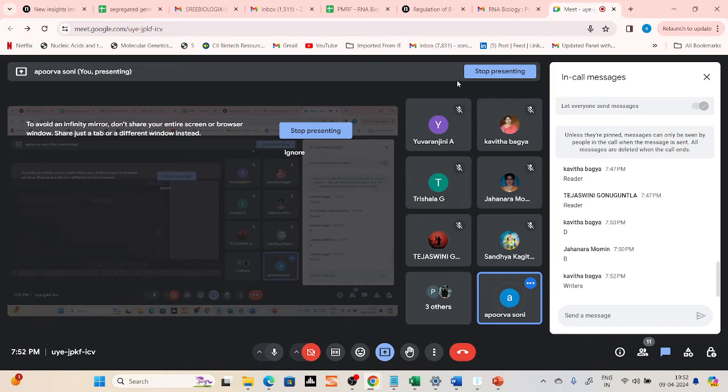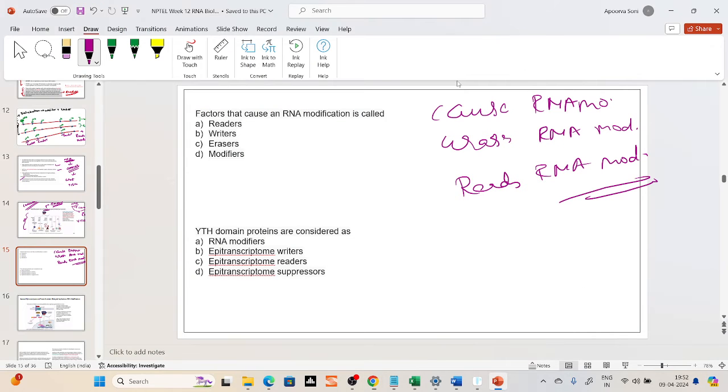So Kavita has answered writers, Jahanara has answered B, and Tejaswini too. So the correct answer would be B, that is writers. Writers write the modification, which means they are causing the modification. Readers will read the modification. Readers will not cause the modification, they will just read it. And an eraser is simple: it will erase the modification. Remember it: writing means causing, erasing means removing, reading means reading, which leads to biological relevance.